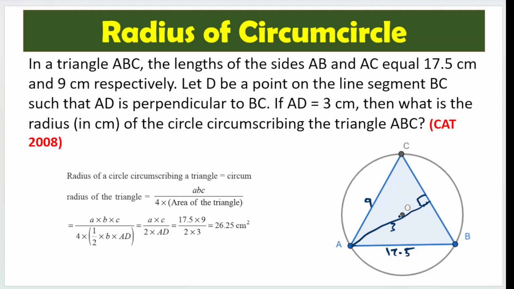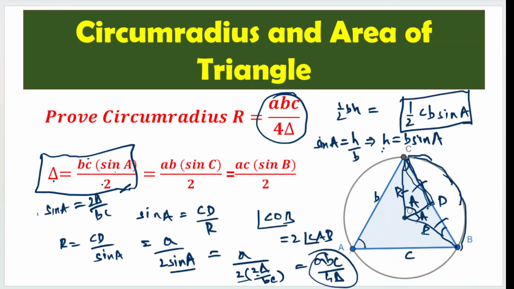Right. We want to find out what is the radius. This one. What is this radius R? Right. Earlier we have proved two important properties of circumradius. That is, circumradius R is equal to abc by 4 into area of the triangle, where a, b, c are the lengths of the sides. Please go through this video for details. We have proved this. Right.